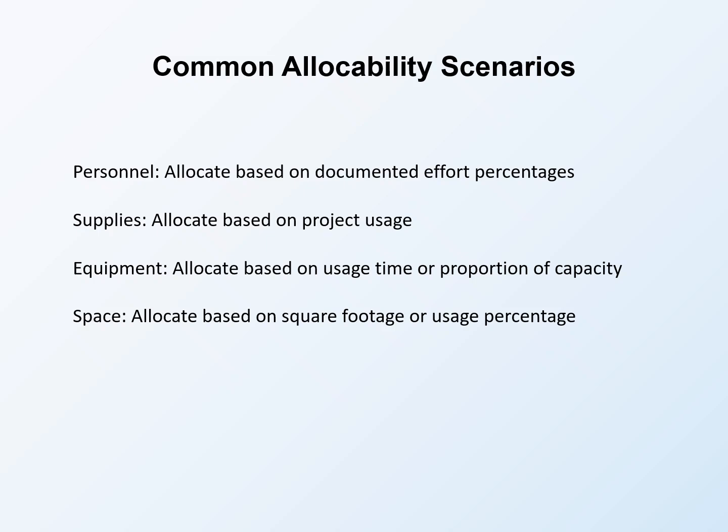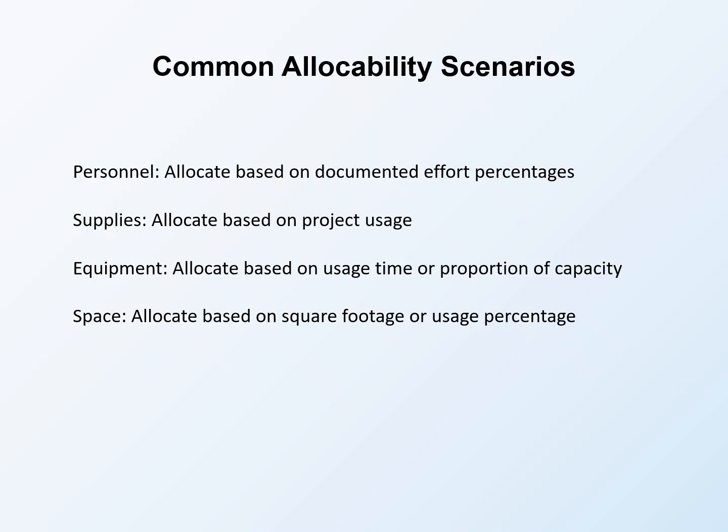Personnel costs are allocated based on documented effort percentages. If someone works on multiple projects, their salary should be charged to each project in proportion to their effort. Effort reporting systems, timesheets, or personnel activity reports document these allocations. The allocation should reflect actual work performed, not budgeted estimates if they differ from reality.